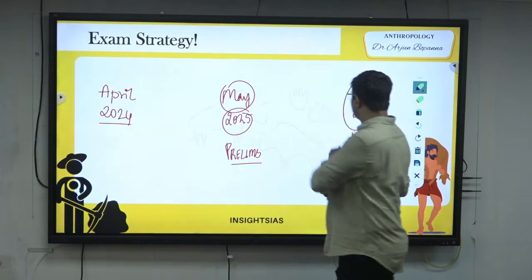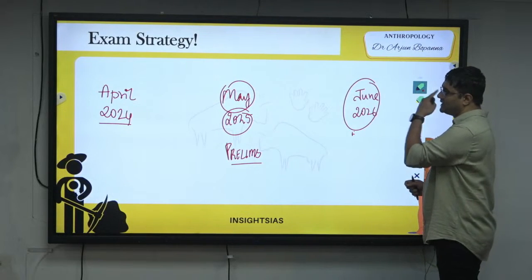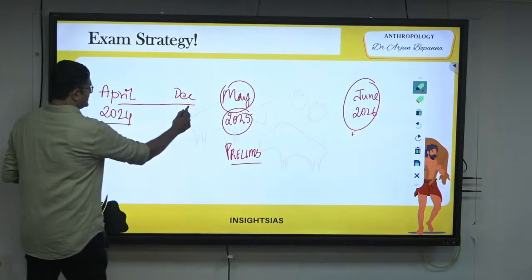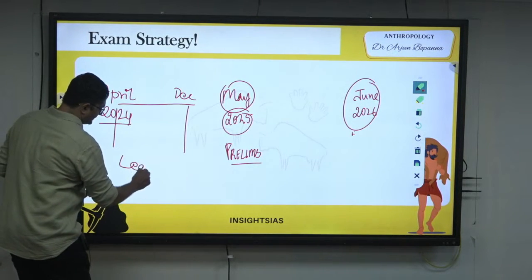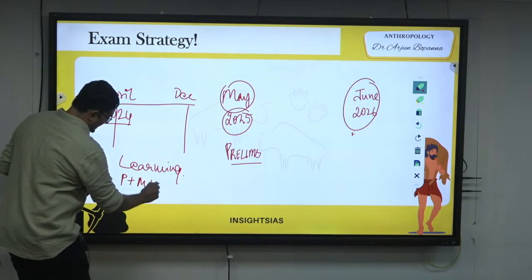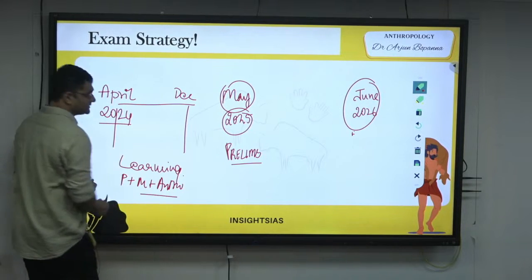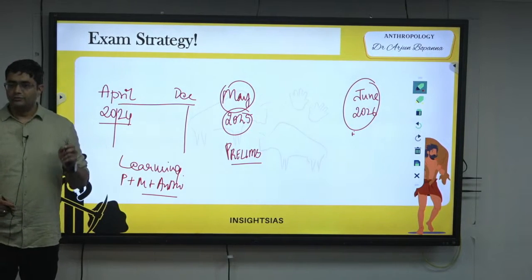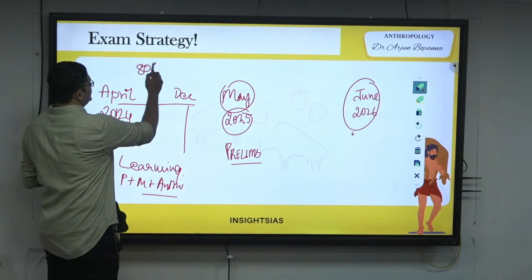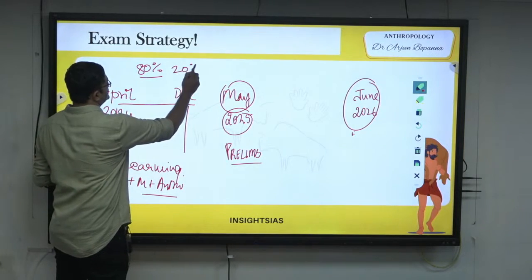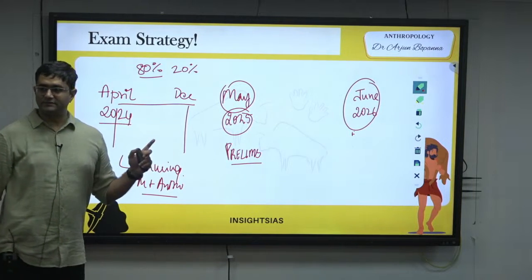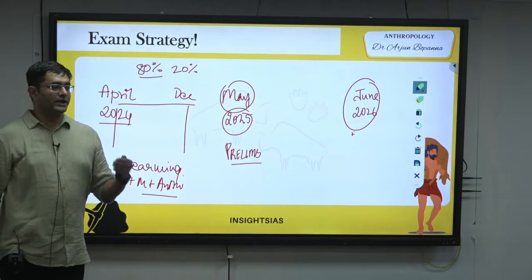So now if you ask me what your strategy should be, April to about December, you should dedicate for learning, where you will be learning prelims, mains and anthropology. Is that okay? Till December, you will learn. Your ratio can be 80% learning, 20% revision. I would suggest you write this down because it is very useful. If you forget tomorrow, you can go through this.